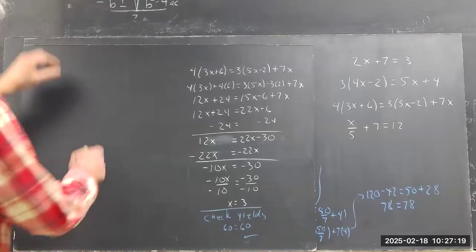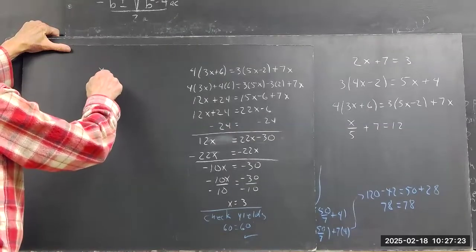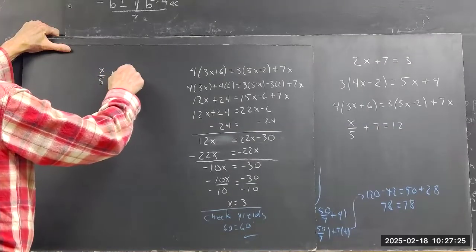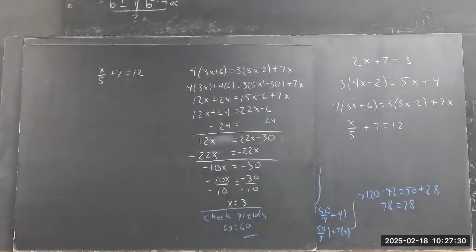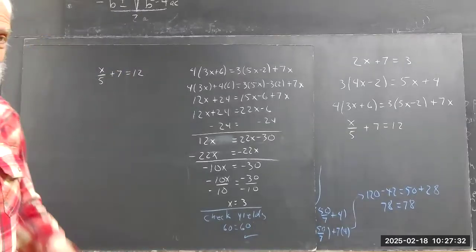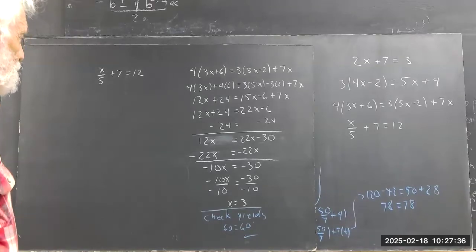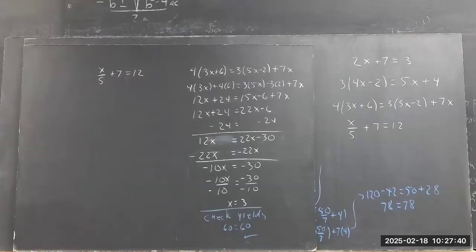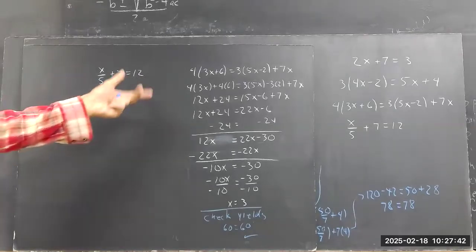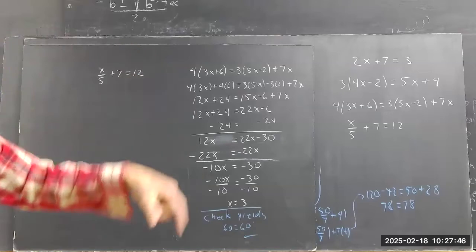Okay. So the last one now. Easy to solve this. You subtract 7 from both sides. You get x over 5 equals 5. Then you multiply both sides.